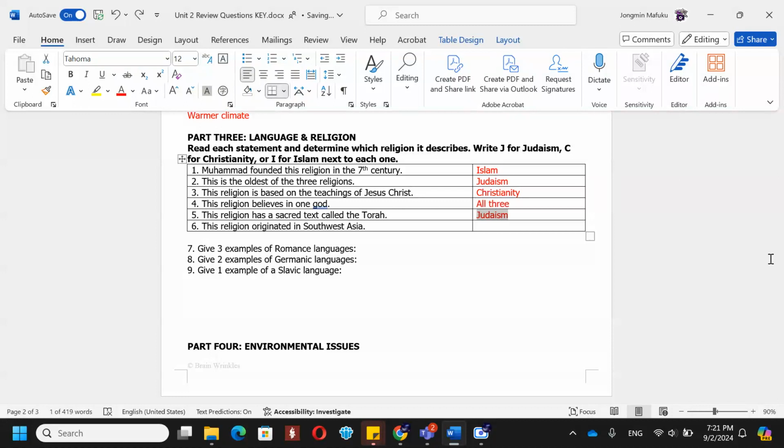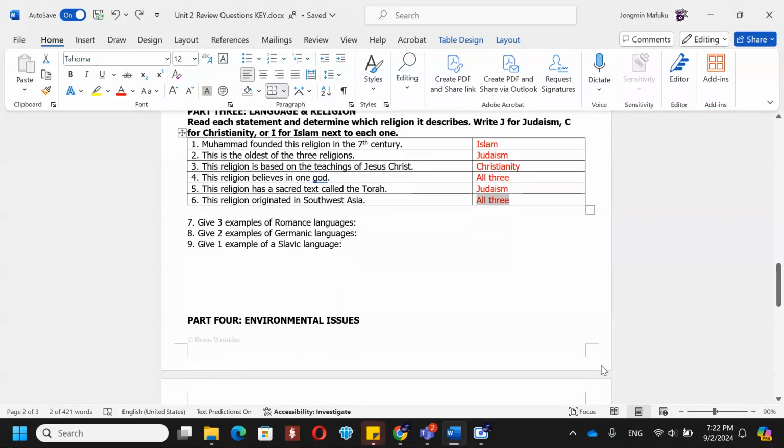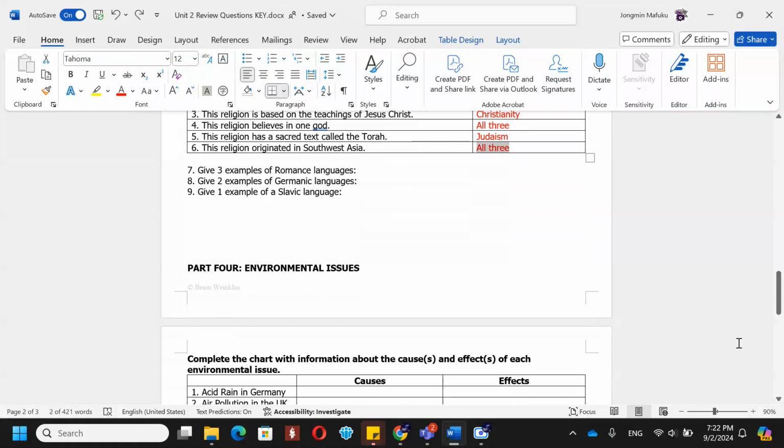Now we go to the next, and it talks about the religion originated in Southwest Asia, which you guys are going to go more in depth next year. That's all three. All three religions originated in Southwest Asia, but all three are the most practiced religions when it comes to Europe.